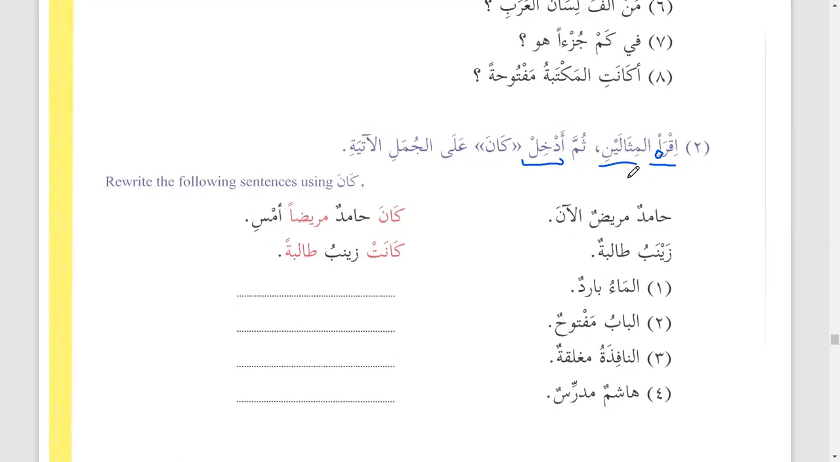Two examples. Maf'ul bihi. Whenever we have fi'l al-amr, the fi'l al-amr has an inbuilt doer inside it. So that means fi'l plus fa'il is already there, and whatever follows it will be maf'ul bihi. Read the two examples.